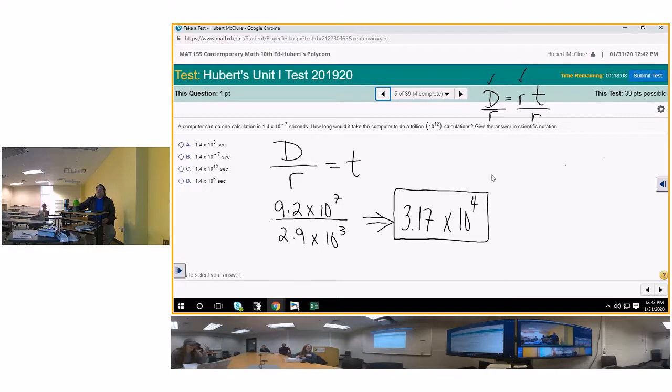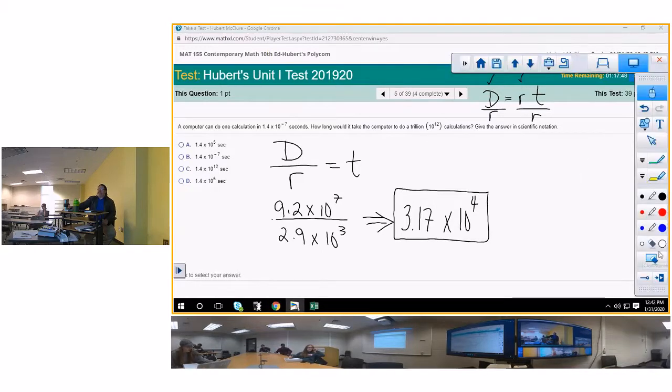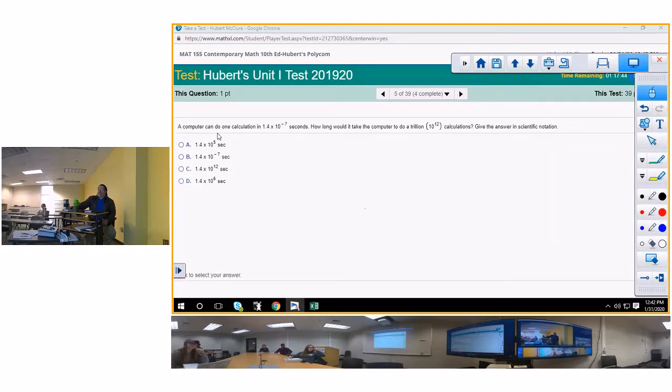All right. So a computer can do one calculation in 1.4 blah, blah, blah seconds. How long would it take the computer to do 1 trillion calculations? Let's think about this thing for a minute. You can bake a cake in 30 minutes. Everybody with me? Yes, sir. How many cakes can you bake in a day? What would you do? Well, change the day into what?